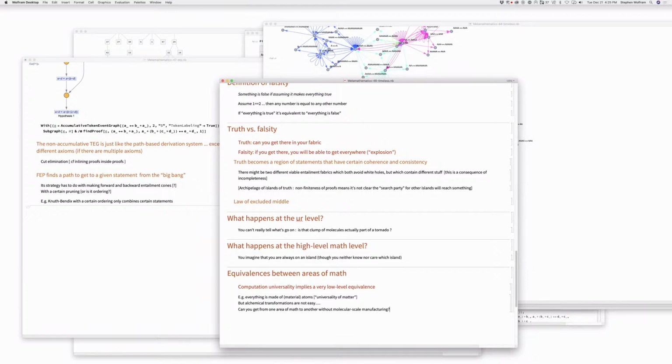Maybe. I mean, yes, I suppose that's true. Chemistry does get down to the level of individual molecules, whereas physics tends to move things around with thermodynamics and so on. But in any case, the question is, is there a high-level equivalence between different areas of math? We know there's a low-level equivalence because of computational universality.